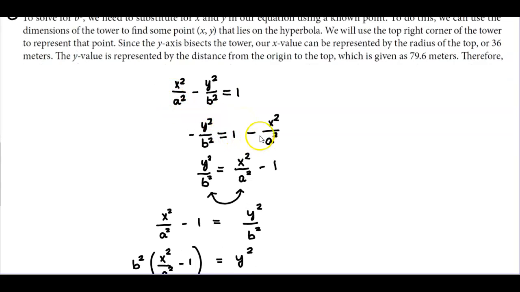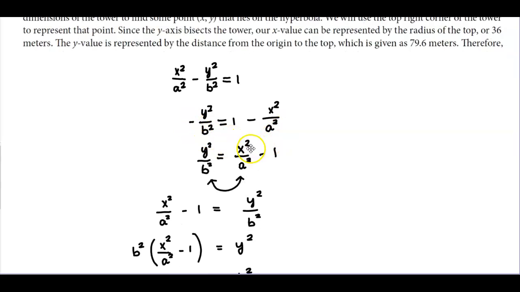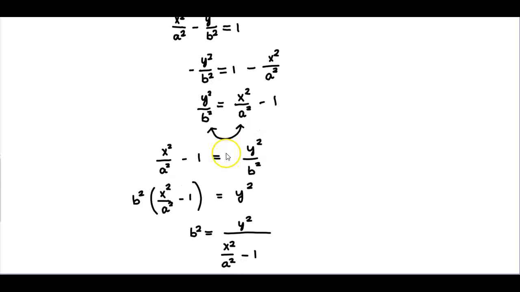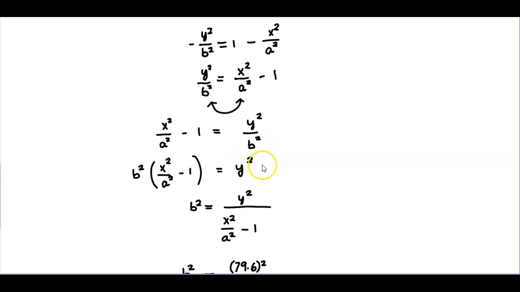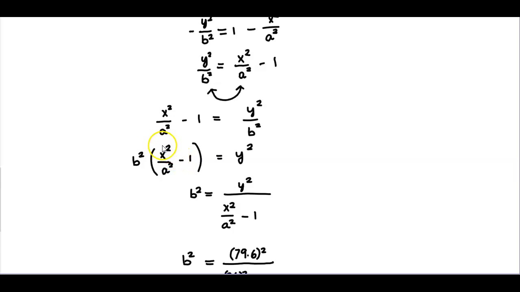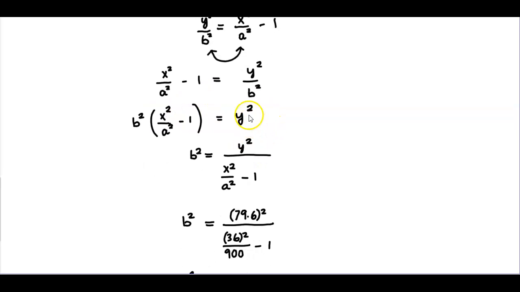And so we subtract x squared over a squared on both sides. And then we're going to multiply everything by a negative, so we get y squared over b squared equal to x squared over a squared minus 1. So now rewriting this, we have x squared over a squared minus 1 on the right side, and we're setting it equal to what we have on the left side, which is y squared over b squared. So what we want to do is solve for y squared. In order to do that, we're going to multiply both sides by b squared. If you multiply both sides by b squared, what's left is y squared, which is equal to b squared times x squared over a squared minus 1.